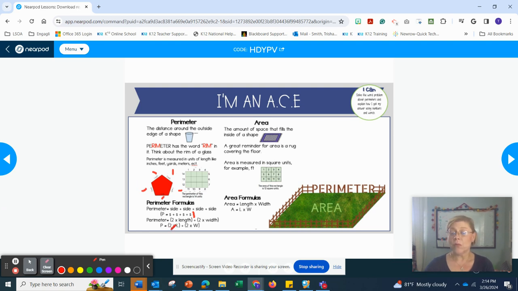Or if you were really fancy and wanted to multiply, it would be perimeter equals 2 times the length plus 2 times the width. Area is the amount of space that fills the inside of a shape. And a great reminder for area is a rug covering the floor. Area is measured in square units, for example, feet squared. Area formulas are area equals length times width.